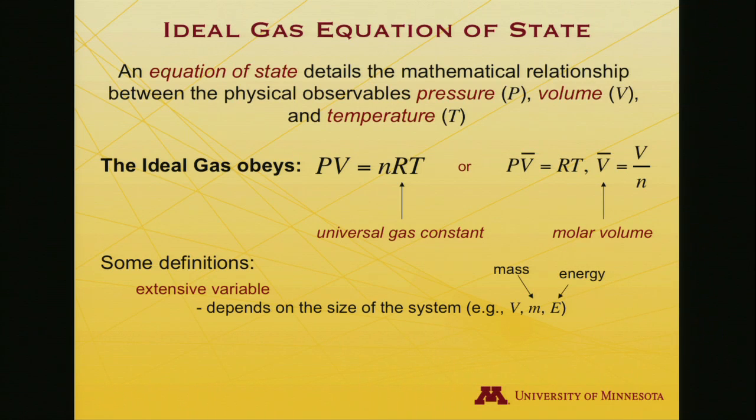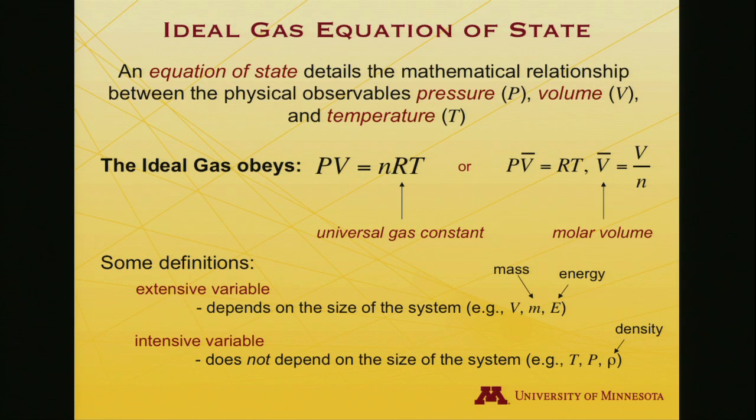So what's an extensive variable? Well, it's something that actually depends on the size of the system, the number of particles in the system. And so, for example, the volume depends on the number of particles. The mass depends on the number of particles. So if we're talking about a gas, if there are 2 moles, it will weigh twice as much as 1 mole. And finally, the energy is an extensive variable.